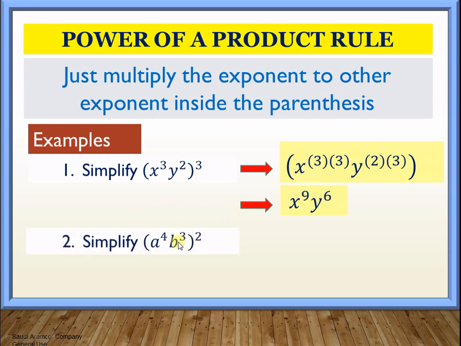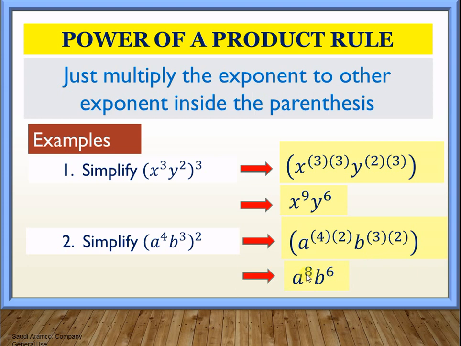Let's have another one. Again, we multiply this here and here. So this is a raised to 4 times 2 and b raised to 3 times 2. So the answer will be a raised to 8, b raised to 6.